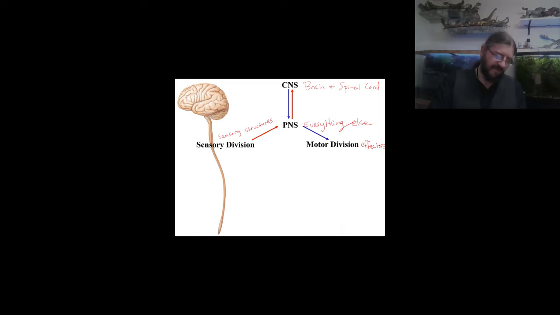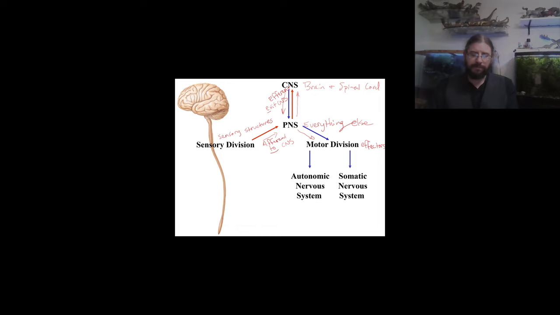Now you can see we have arrows showing that the sensory nervous system goes to the central nervous system. These are afferent circuits. So afferent means it's going to the central nervous system. Whereas if it's moving away from the central nervous system, our arrows in blue going to the motor division, those are efferent. Efferent systems exit. E for exit. The central nervous system. So those are some basic vocab bits.